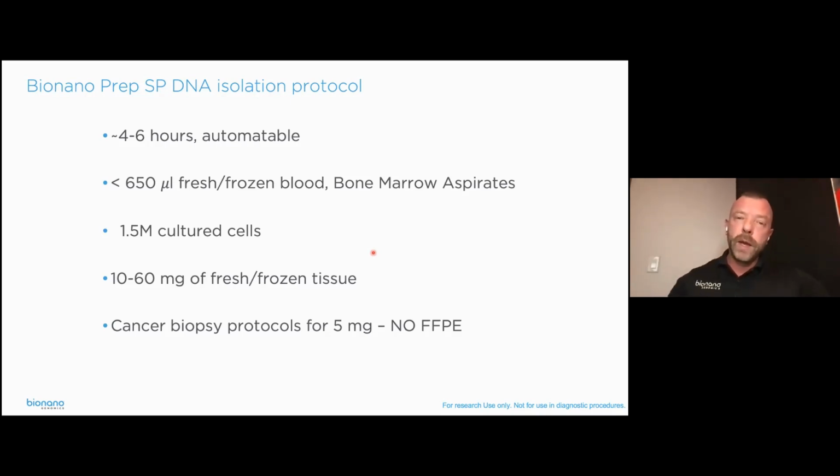Keep in mind that we cannot work with cancer samples that have been fixed in FFPE because the formalin fixation process really destroys the long DNA molecules.